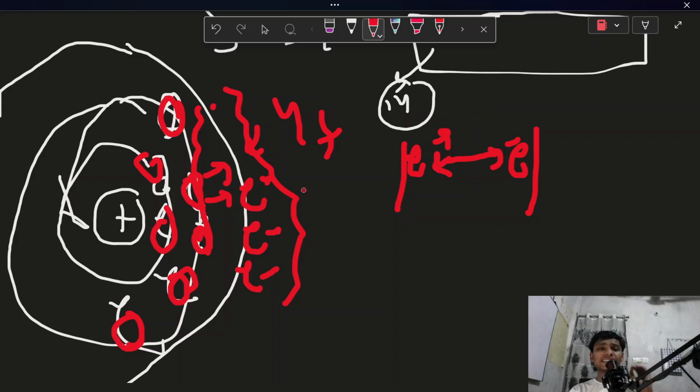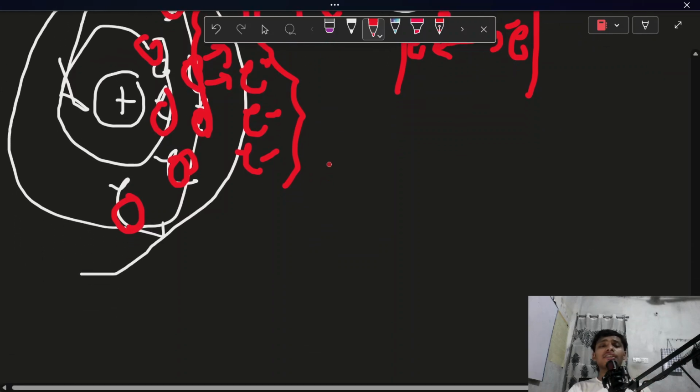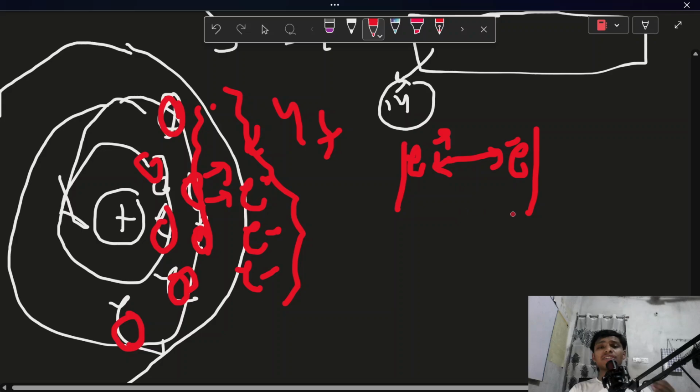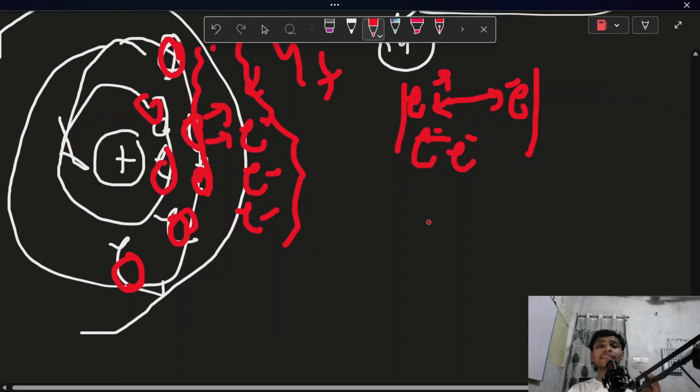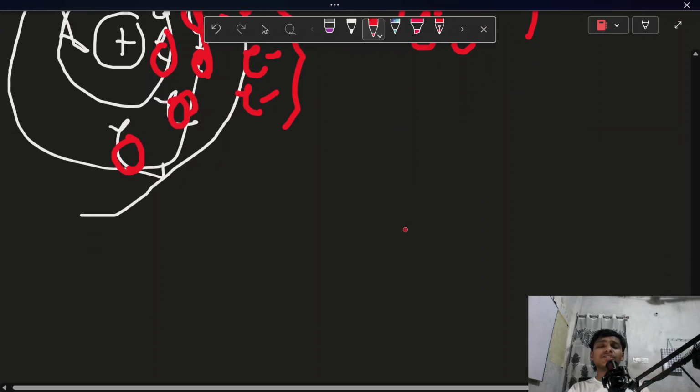And if the shielding is very poor, then the inner electrons will not be able to push the electrons present in the outermost shell. So that was the concept of shielding effect. If shielding is poor, the size will get contracted. Since the electrons cannot shield as much, they will come close to each other, and that is the reason their size shrinks.